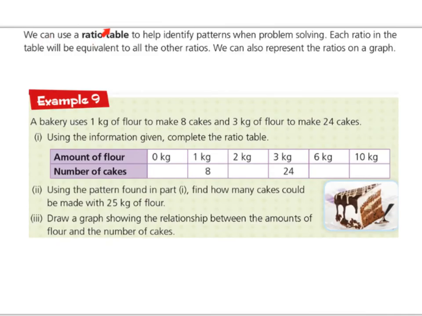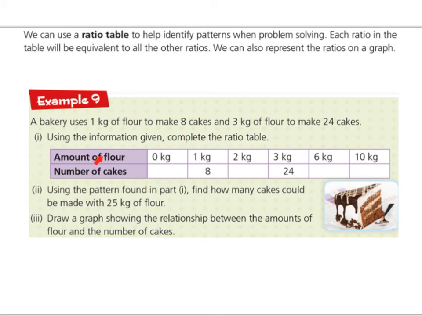We can use a ratio table to help identify patterns when problem solving. Each ratio in the table will be equivalent to all the other ratios. We can also represent the ratios on a graph. A baker uses 1 kilogram of flour to make 8 cakes and 3 kilograms of flour to make 24 cakes. Using the information given, complete the ratio table.